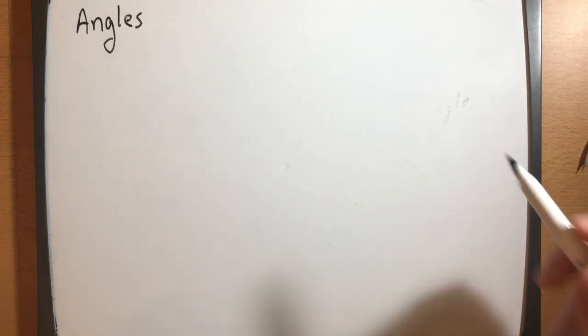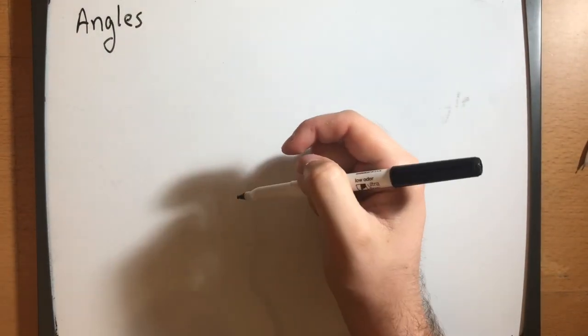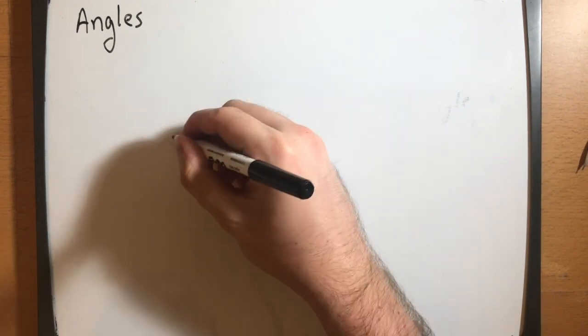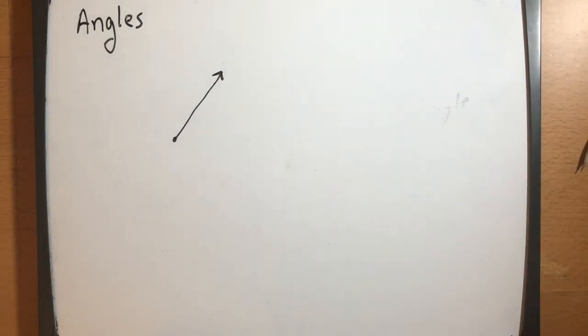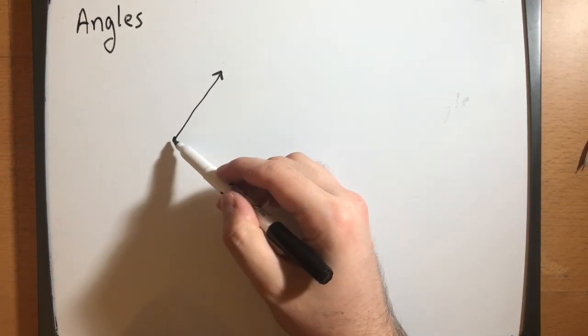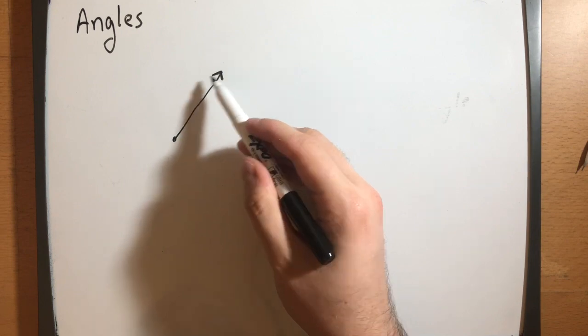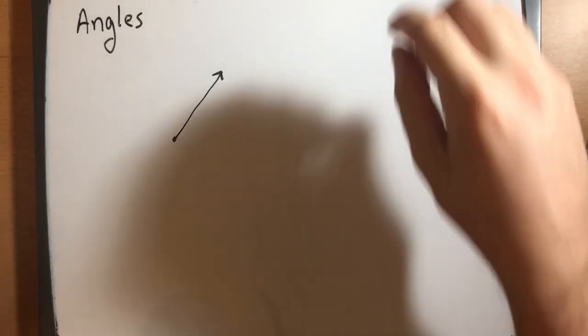So let's say that we have a ray. A ray is basically a line segment that has a starting point. So this here is an example of a ray. It has a starting point right here, and then the line continues forever in this direction. So we put the arrow to represent that it continues going in that direction.